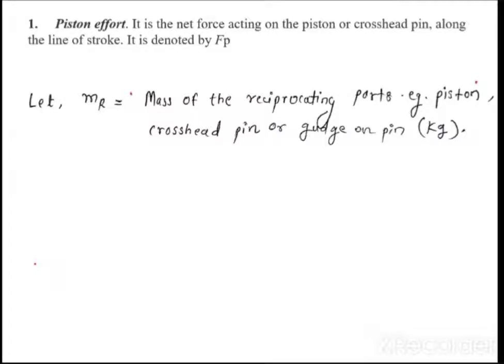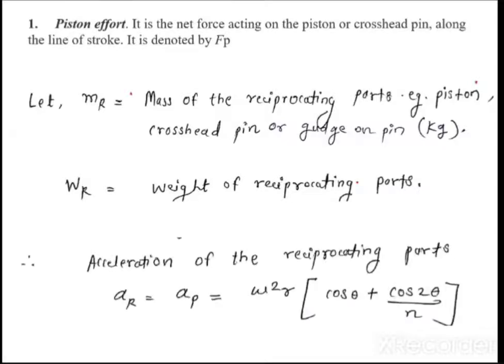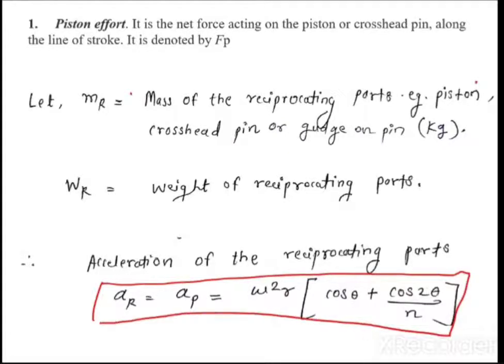If you don't know how the component looks, you will get to know that. So in kg, let's say WR is the weight of the reciprocating part. Now, the acceleration of the reciprocating part, we have already derived this. What is that formula? The acceleration of a reciprocating part, this we have derived in the last lecture.